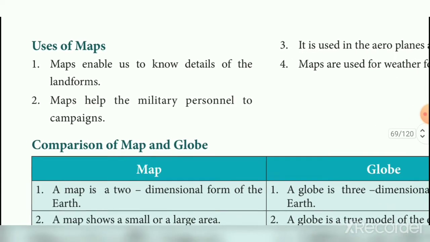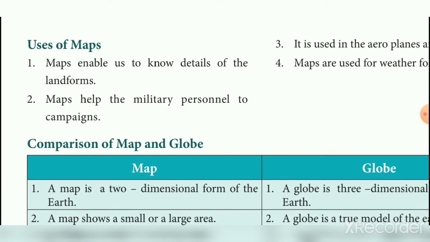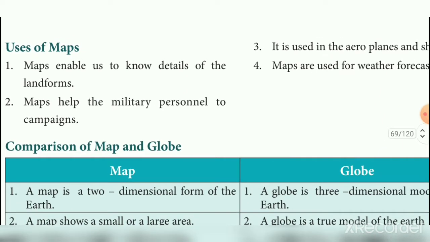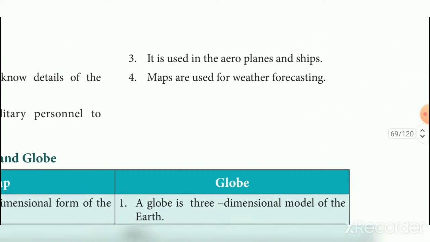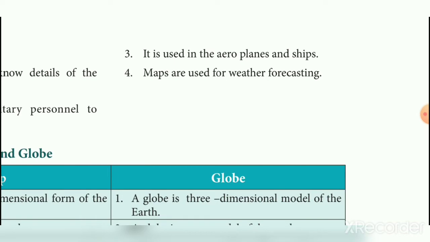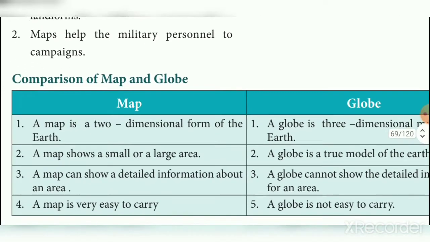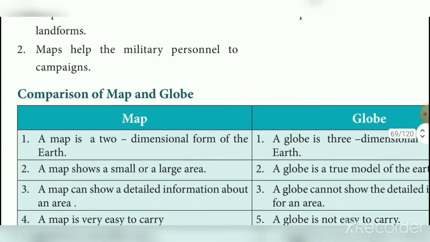Now we will see the uses of maps. Maps enable us to know details of the landforms. It tells the details of the landforms. It helps military personnel to campaign. So it helps military people for their campaigns. It is used in aeroplanes and ships. Maps are used for weather forecasting. These are the 4 points of uses of maps.